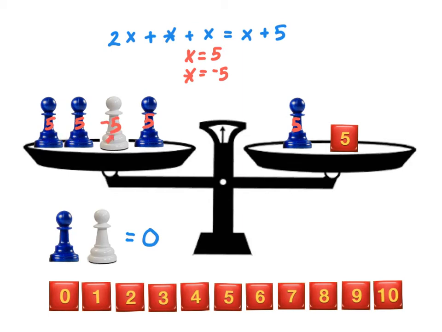5, 10, back to 5, 10, and then of course 5 plus 5 is 10, so we have both sides equal to 10. 10 does equal 10, so we have confirmed that x equals 5 and star equals -5 solve this equation.